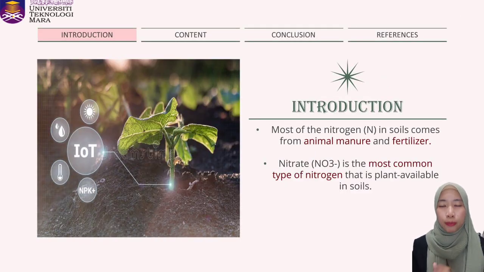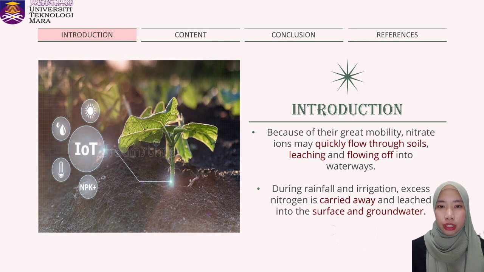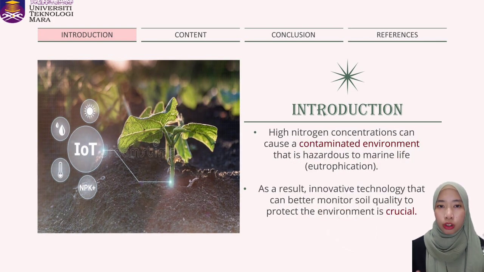So, as we know, most of the nitrogen in soils comes from animal manure and fertilizer. For example, nitrate, which is the most common type of nitrogen that is plant available in soils. During rainfall or irrigation, the nitrogen quickly flows through the soils, leaching and flowing off into the surface and groundwater. When the concentration is high, it could cause a contaminated environment and eutrophication.